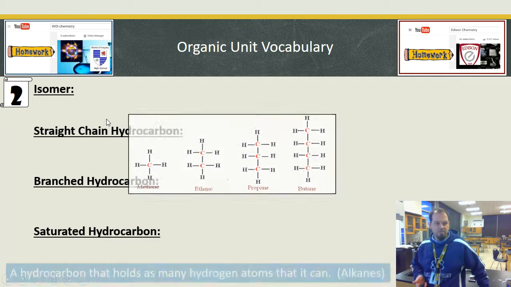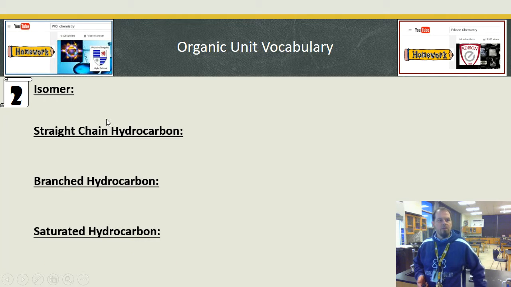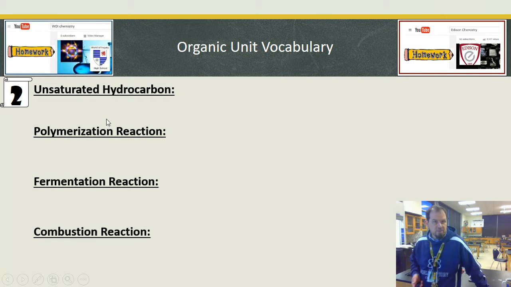So the saturated hydrocarbon has as many hydrogens as it can. It's the alkanes, and if you want to put a side note there, it's because it's single bonded. The carbons have single bonds between them, hence I can put the maximum number of hydrogens around. You'll see with unsaturated, that's not the case. So I'm guessing that unsaturated is next.